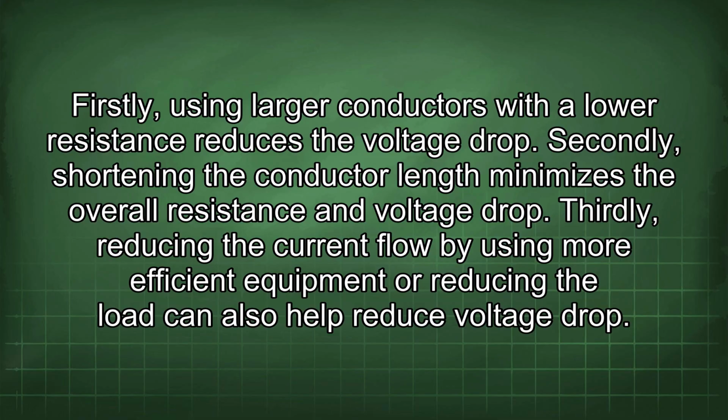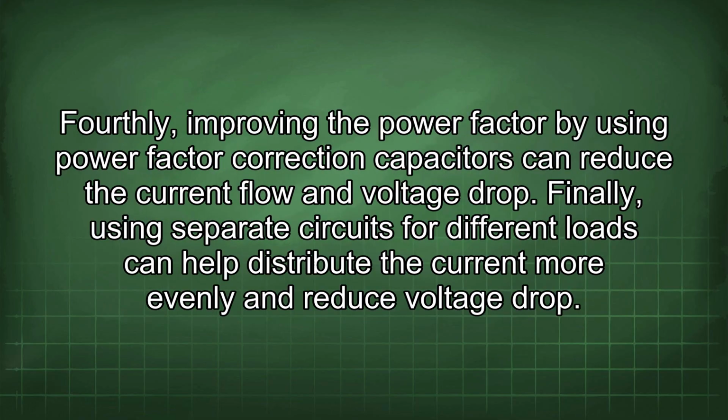Secondly, shortening the conductor length minimizes the overall resistance and voltage drop. Thirdly, reducing the current flow by using more efficient equipment or reducing the load can also help reduce voltage drop. Fourthly, improving the power factor by using power factor correction capacitors can reduce the current flow and voltage drop. Finally, using separate circuits for different loads can help distribute the current more evenly and reduce voltage drop.